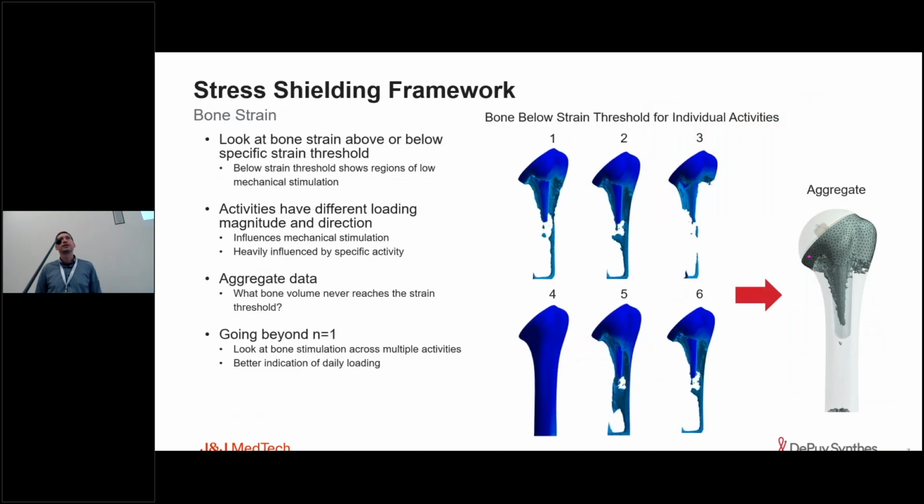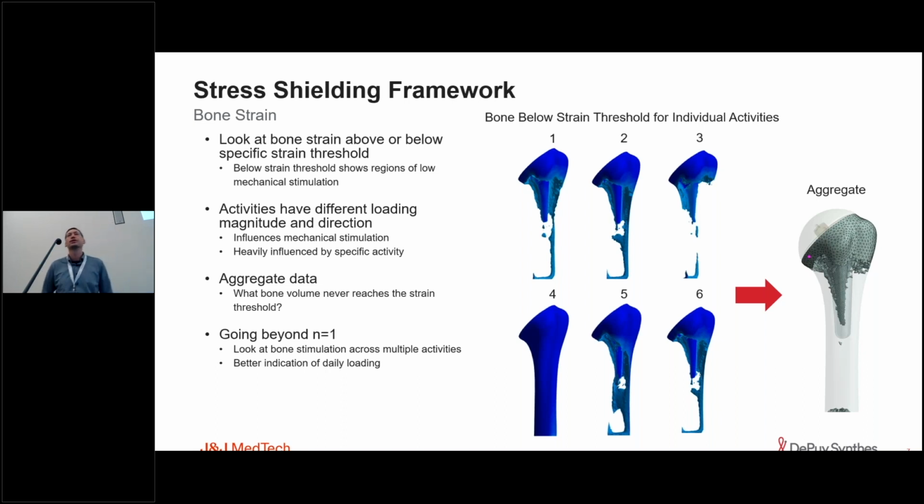So if we look at the stress shielding here for these 6 activities, I think it's kind of interesting. If you look at activity 4, for example, we picked a strain threshold that we found in the literature, and most of the bone was below that strain threshold, but that was a low magnitude loading activity. And you can see for the various activities, you have varying degrees of shielded bone based on the magnitude and direction of that load.